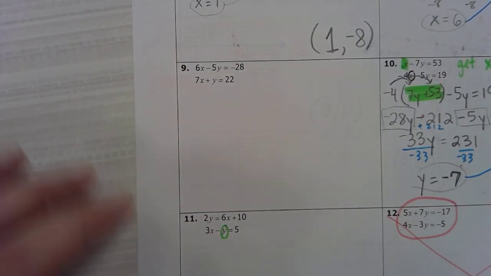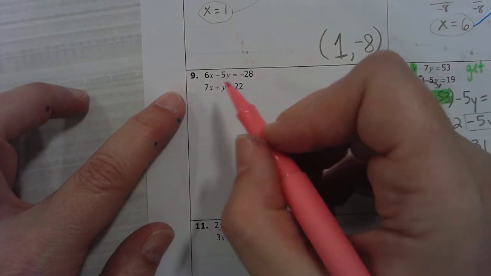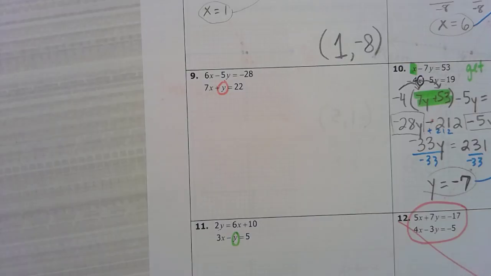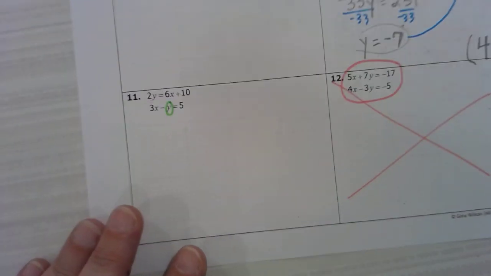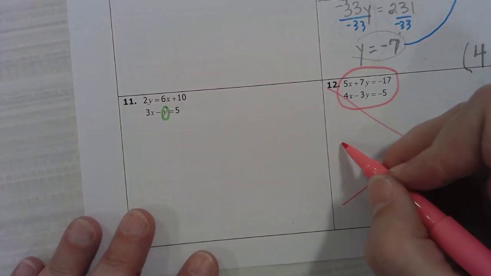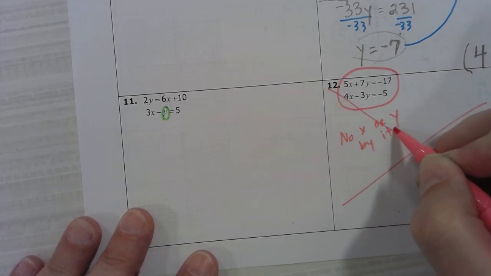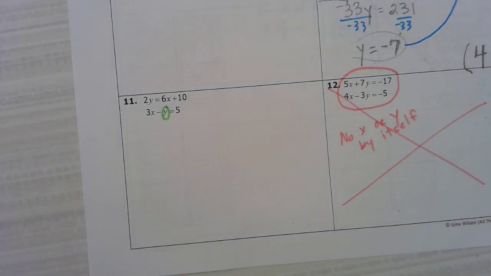Do you see an x or a y by itself? Or right here? Mm-hmm. So we could do that one if we wanted to, right? But this, like, no, okay? No x or y by itself. We'll do that using another method, elimination or whatever, for tomorrow, okay?